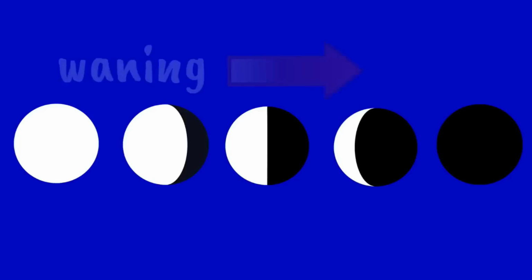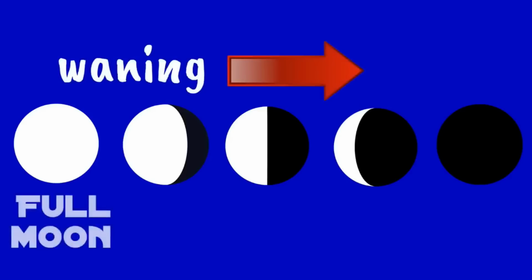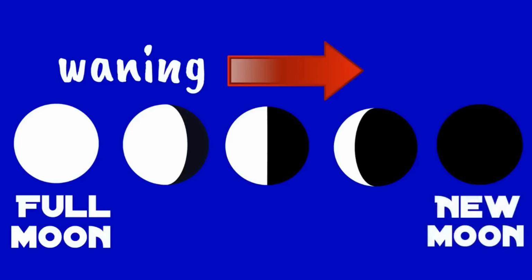Okay, so the moon begins waning after a full moon. It starts waning, appearing smaller and smaller until finally you can't even see it anymore. When you can't see the moon, remember, that is a new moon. The first phase we talked about. Waning starts with a full moon and ends with a new moon. When the moon is waning, it looks like it is getting smaller and smaller.